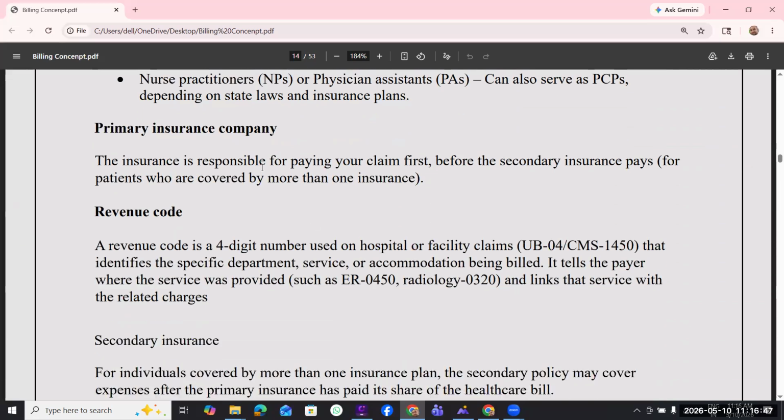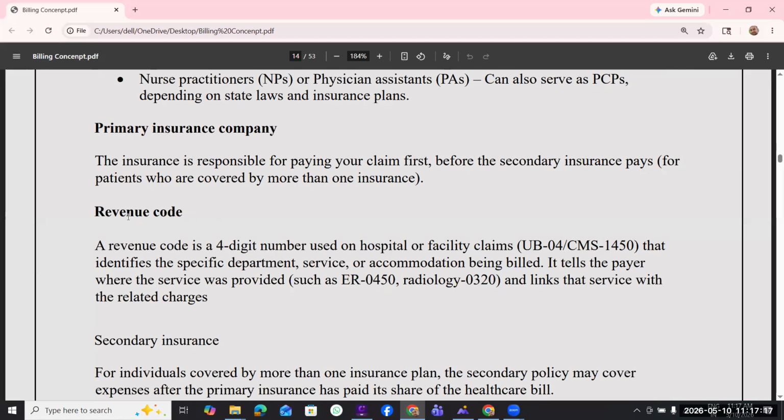Primary insurance company. What is the primary insurance company? The insurance that is responsible for paying your claim first, before the secondary payer, for patients who are covered by more than one insurance. For example, a patient has taken one insurance, two insurances, three insurances: primary, secondary, tertiary. The primary pays first, then it moves to the secondary. If an amount remains, then the tertiary.